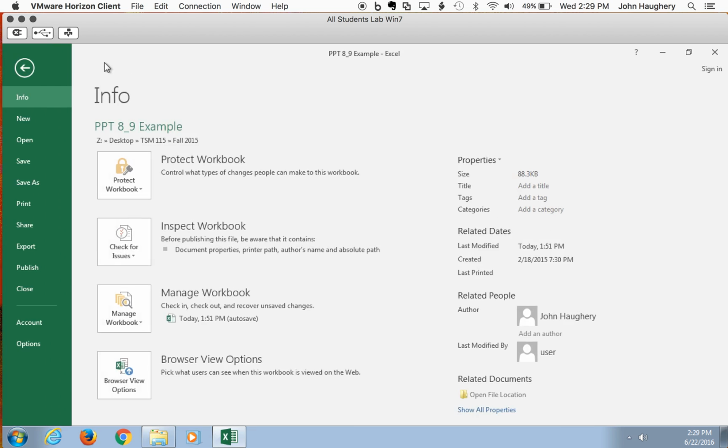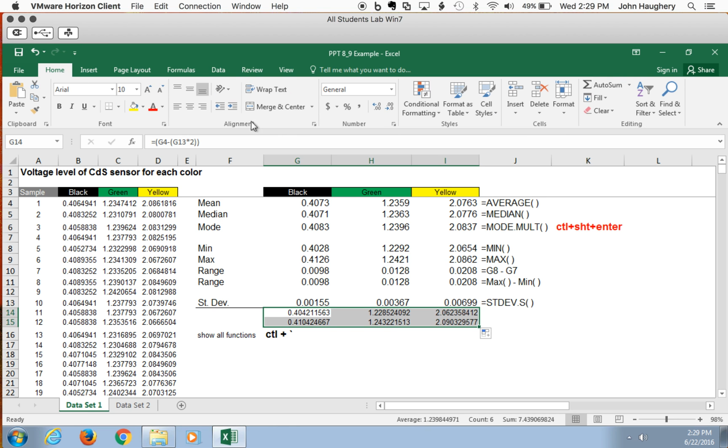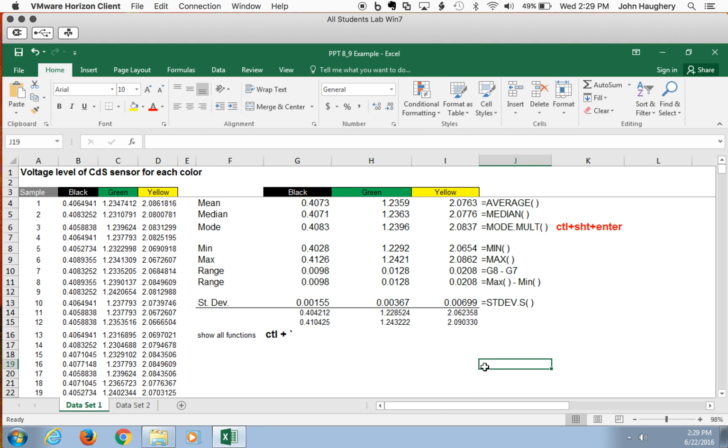We can reduce the decimal values here to get a nicer number. This might help us get an idea of where our data lies 95% of the time. And of course, this is the average, and this shows the spread. So if we compare these, we can see that black had the least variation, the lowest variation, whereas the yellow had the highest variation.